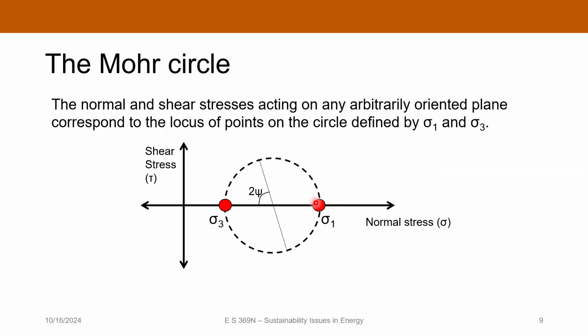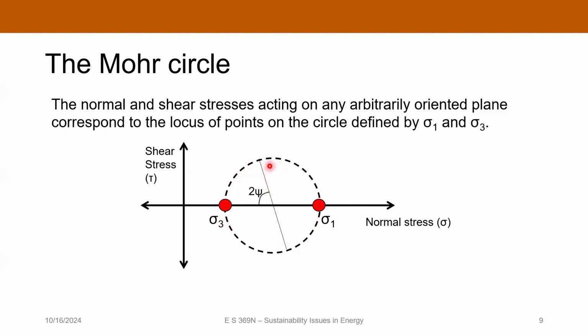One of them is going to be sigma 1, and the other one is going to be sigma 3. And those are going to lie along the x-axis at a shear stress of 0, because by definition, those principal stresses are normal stresses on planes with no shear stress. And then you connect those points up with a circle.